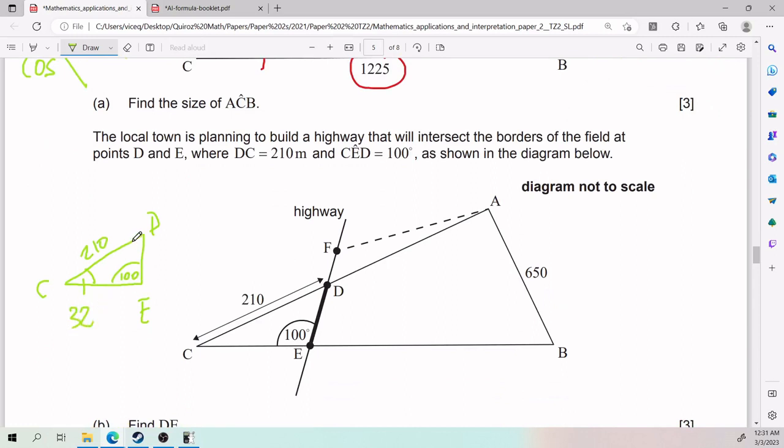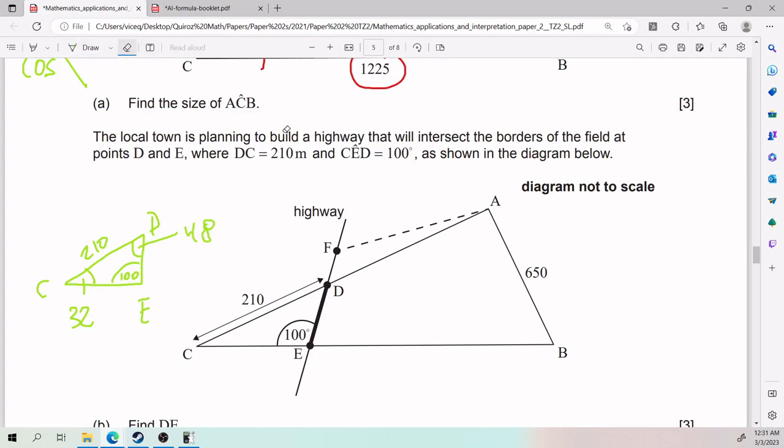That also means that this guy here is 180 minus 100 minus 32. Why? Because there's 180 degrees in a triangle, so I subtract the other two, and I end up with, God, how much is this? I can't math right now. It's 48. See, so that angle is 48.